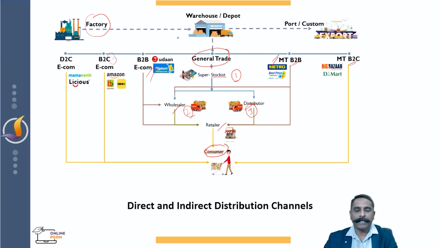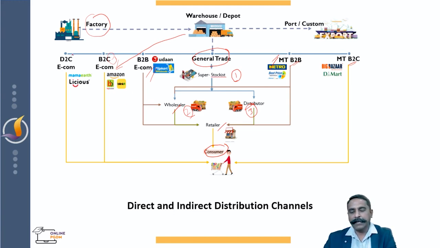So an organization may decide not to put their product into general trade, not to put their product into modern trade, but to sell their product with the help of B2C, or with the help of these e-commerce portals, like it may be Big Basket, maybe Amazon, maybe Flipkart, and so on and so forth.